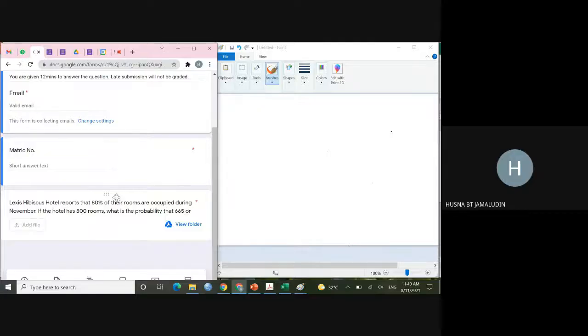What is this 80%? Pi. Okay, so let's answer this together. Pi is equal to 0.8. And if the hotel has 800 rooms, what is the probability that... okay, I cannot see the whole thing, right?